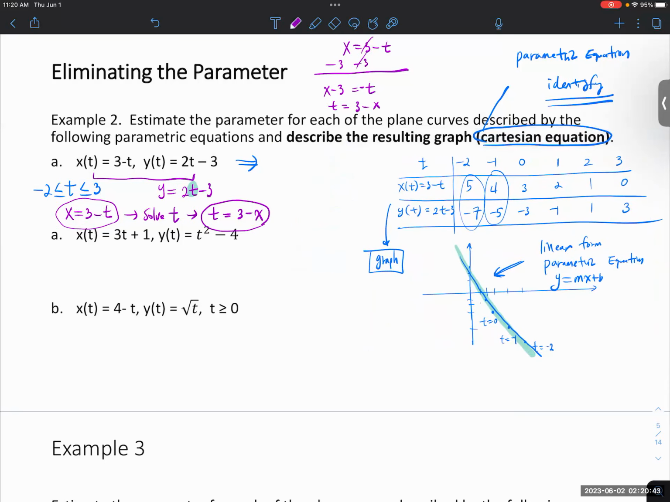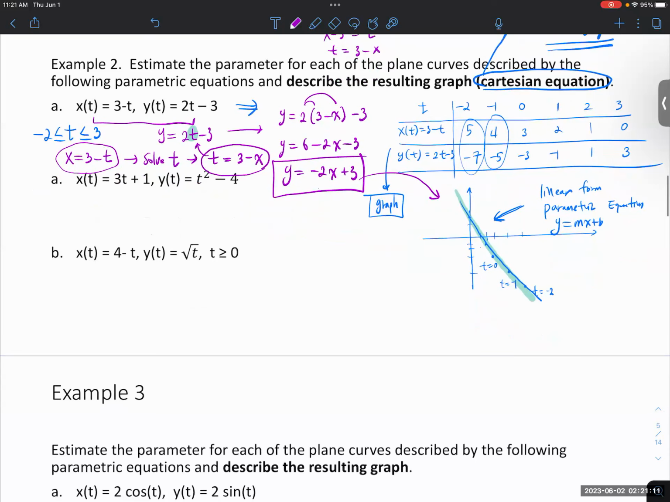So you're going to plug in t equal to 3 minus x into the second function. Then y equal to 2 times (3 minus x) minus 3. You're going to use the distributive property: 6 minus 2x minus 3. And then y equal to negative 2x plus 3. Gotcha. That's the linear equation of this parametric equation.